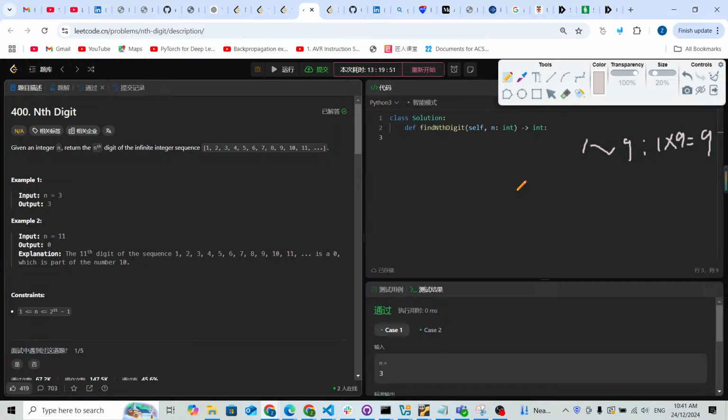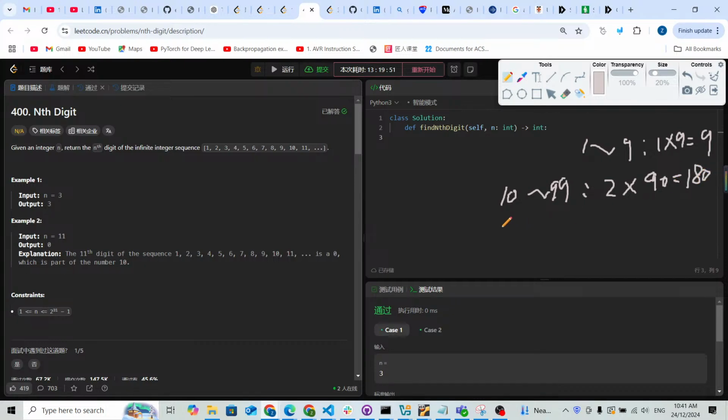So what if it is 2-digit numbers? It's going to start from 10 to 99. And how many numbers are there? So 99 plus 1 minus 10, it's going to have 90 numbers. For each of the numbers, it has 2 digits. So how many digits in total? It's going to be 2 times 90, which is 180.